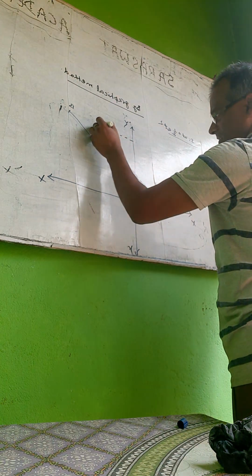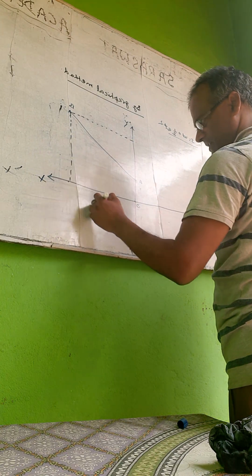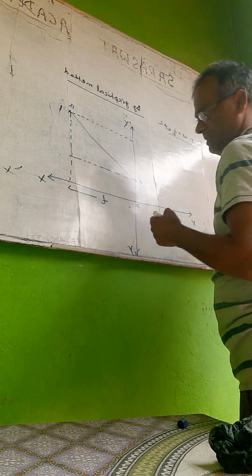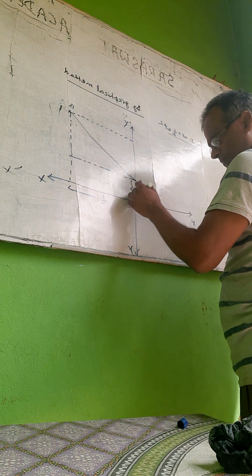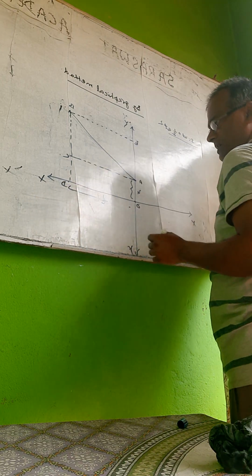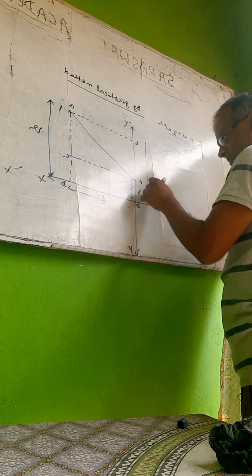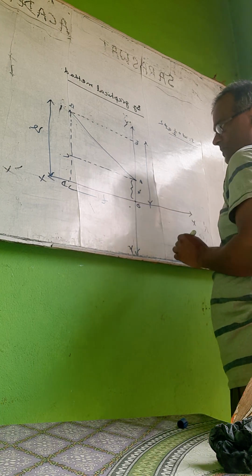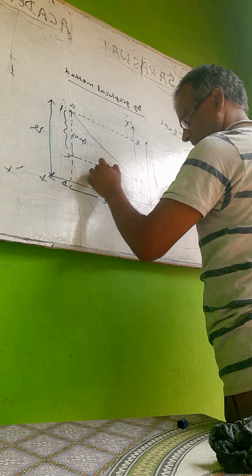Here we connect such as, and again we construct such as. Here time is t, and the given data will be AO, this is u, again C, D, E. This value will be how much? This will also be v, and here u. So this will be v minus u, and this value is t.